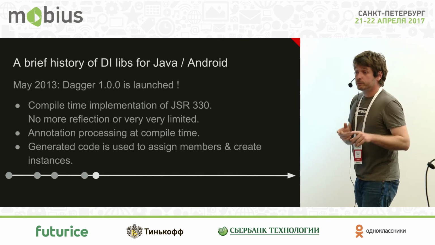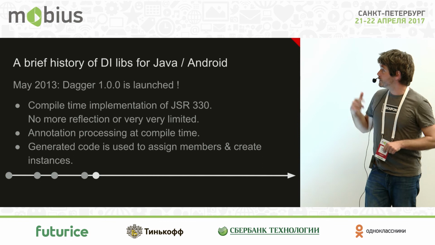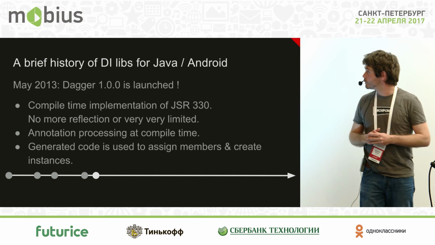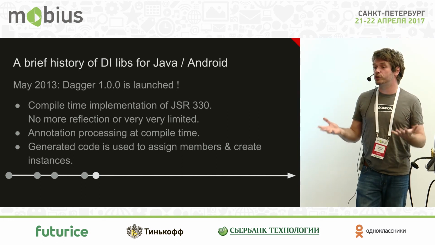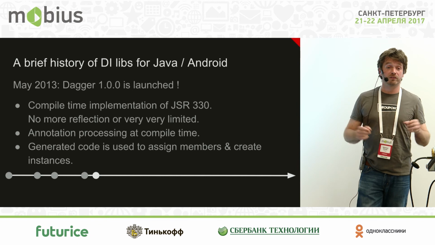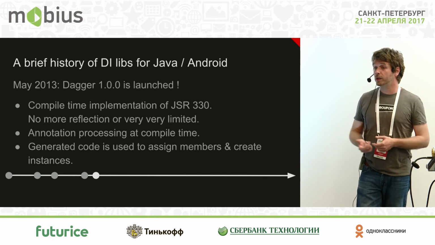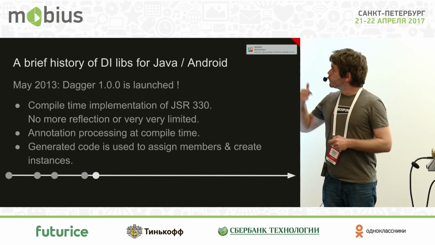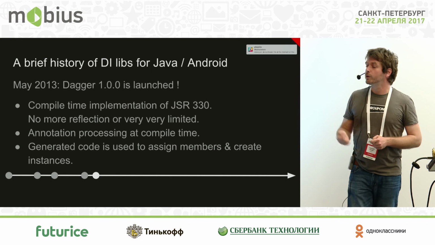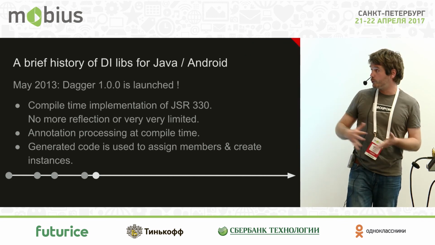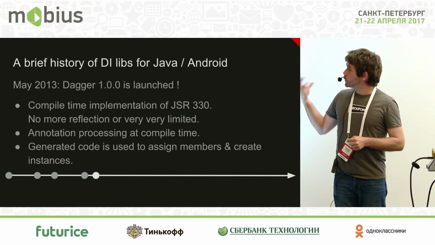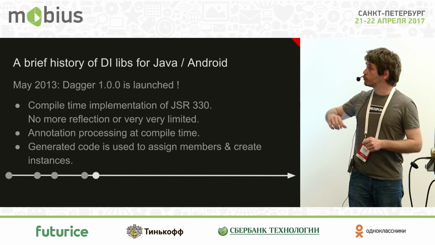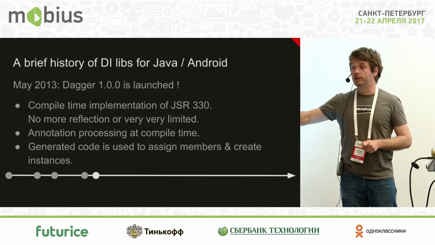Then, almost 1 year after, so you see it really took quite some time to really develop the library, Dagger 1.0.0 is launched, so that's a first milestone. It's a complete compile time implementation of the JSR 330, which means it has crazy performances compared to RoboJuice. It's also very lightweight, and we will see in details how this can work. They use annotation processing at compile time, so it means that they generate code instead of using reflection. And the generated code is used to assign members and to create the instances. So when you create a dependency, you don't use reflection to call the constructor, you generate code to do so.